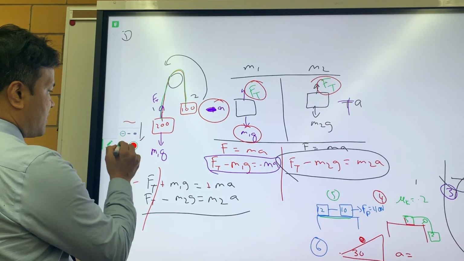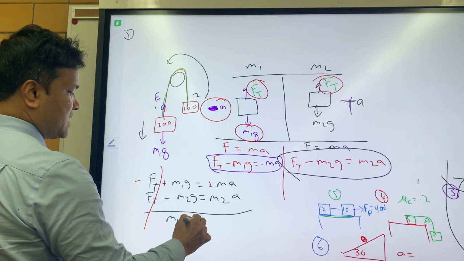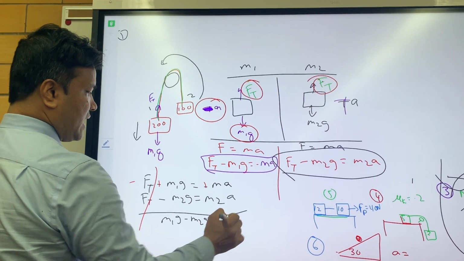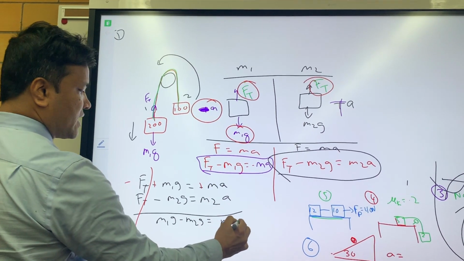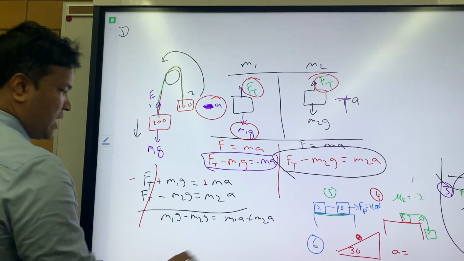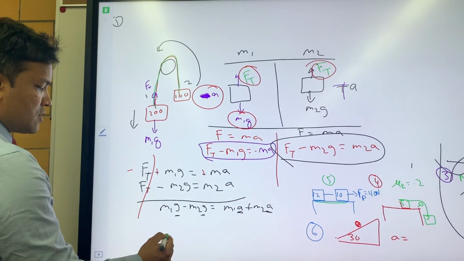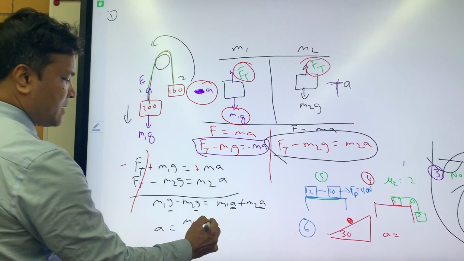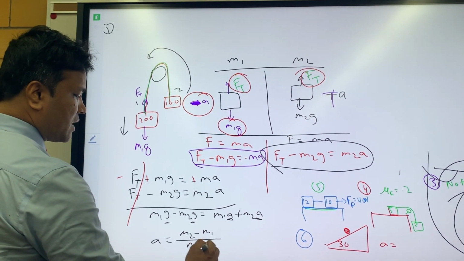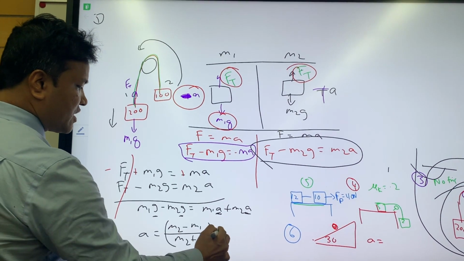So I have m1g minus m2g is equal to m1a plus m2a. So basically I can take a common factor, and a is equal to m2 minus m1 over m2 plus m1 times g.